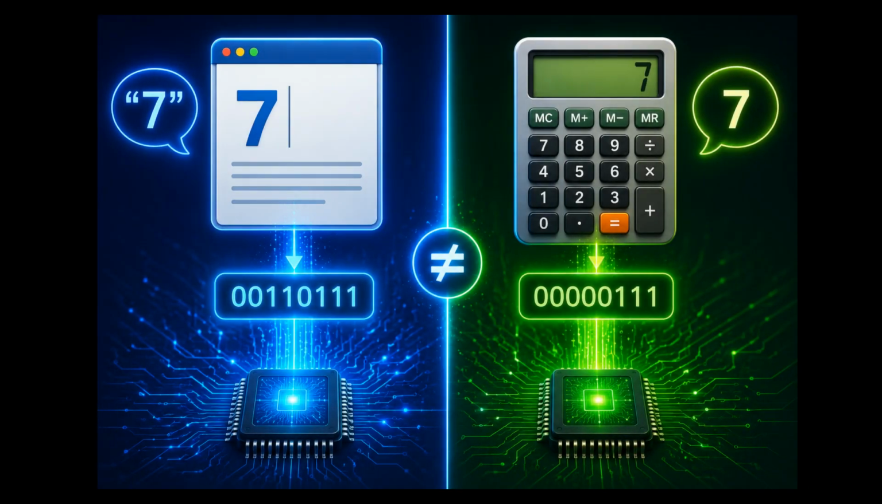Although they look the same, the character 7 and the number 7 are not the same thing. The character 7 is part of text. It has a character code and is stored using a character set. You might find it in a phone number, a password, or a document.